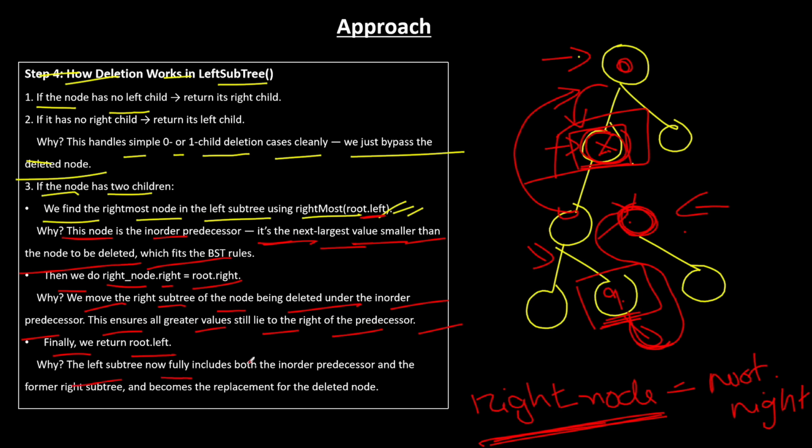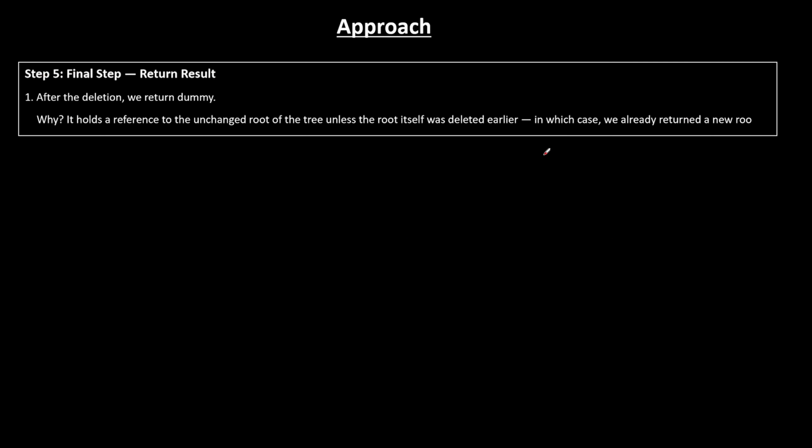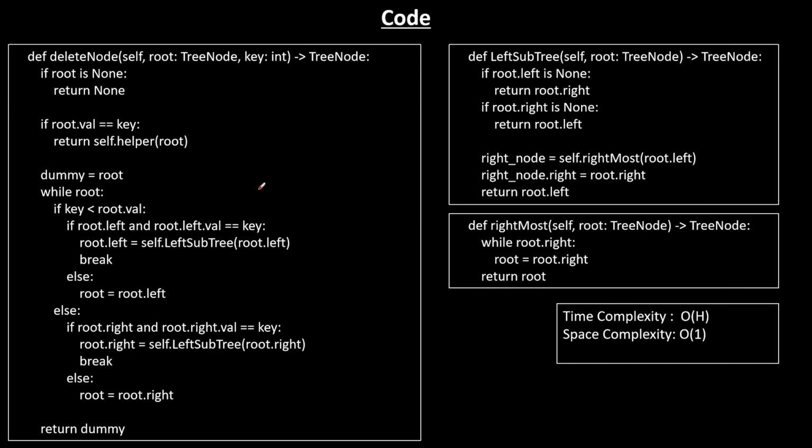The left subtree now fully includes both the in-order predecessor and the former right subtree, if you can see in the figure, and becomes the replacement of the deleted node. Right? I think now it should be clear to you. And in the final step 5, we just return the result. After the deletion, we return the dummy, which holds the new updated BST. I hope you understood the approach explanation. Now let's move to the next slide.